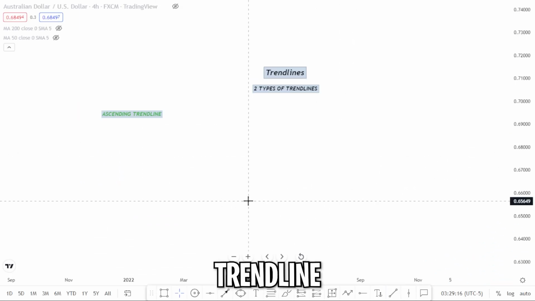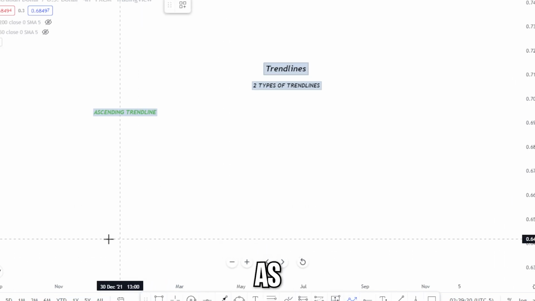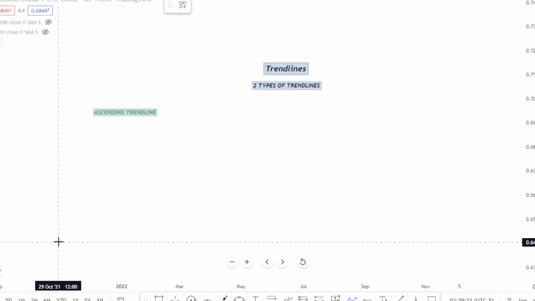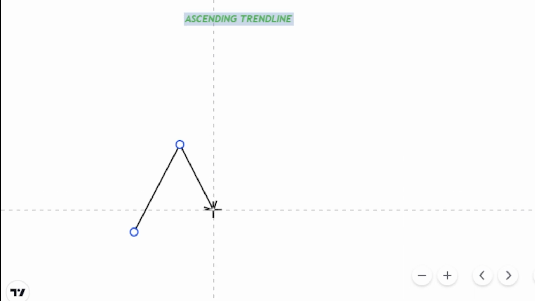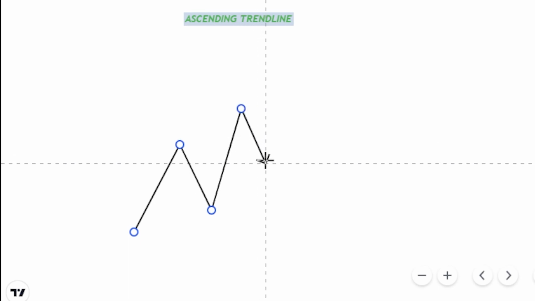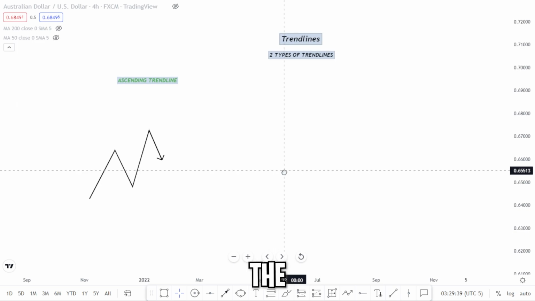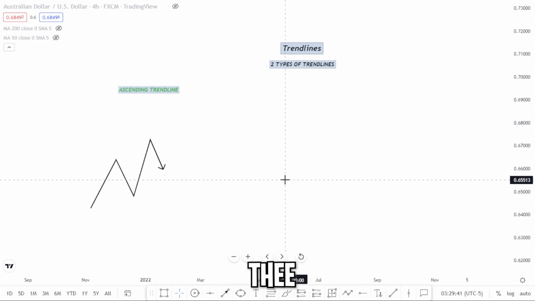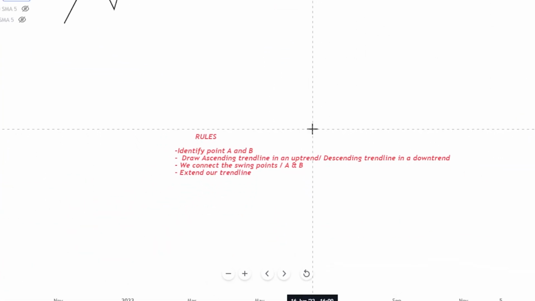So for the ascending trend line, we say that we will use it in an uptrend. As we demonstrated in our previous videos, an uptrend is a market that creates higher highs, higher lows, right? Higher highs, and then we would be expecting a retracement. So here are the rules for the trend line. Hold up. Wait a minute. You thought I wouldn't have rules, but yes, here are the rules.